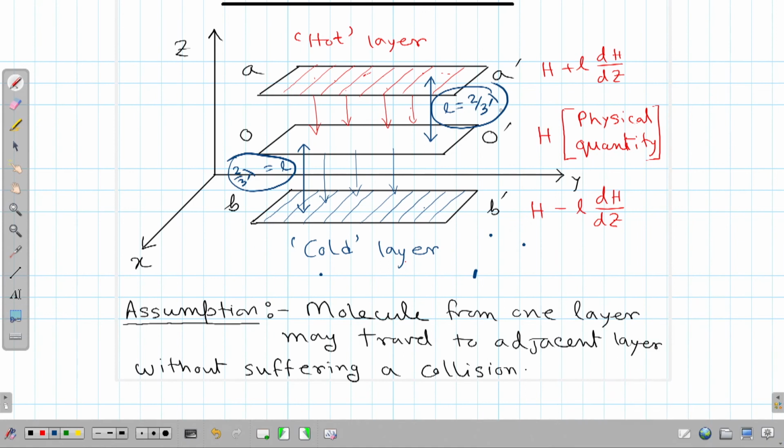So, we will take it up from here in the next lecture, and we will try to compute the coefficients of viscosity, diffusion and thermal conductivity starting from this point.